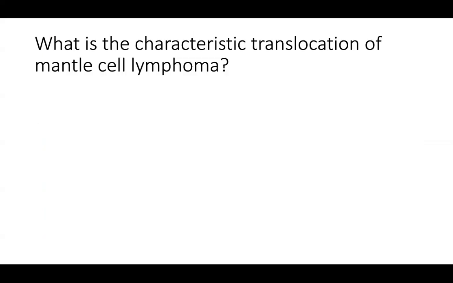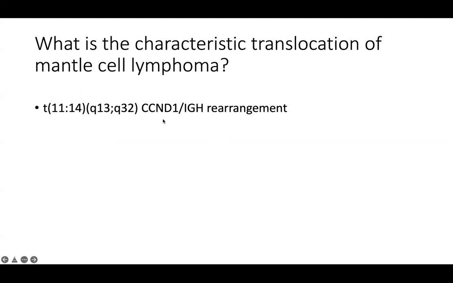And what is the characteristic translocation of mantle cell lymphoma? As I mentioned, you're going to have this translocation t(11;14)(q13;q32), which is the cyclin D1 or CCND1 immunoglobulin heavy chain rearrangement.